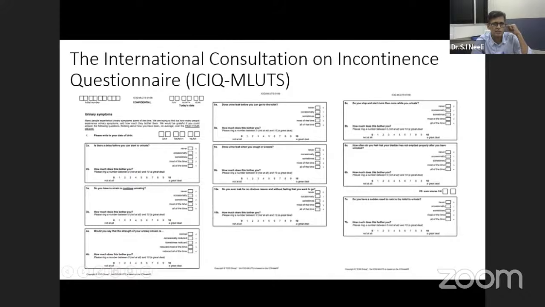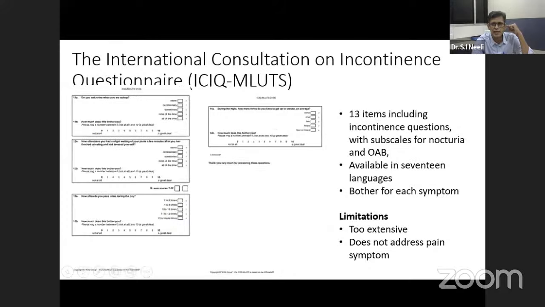by their symptoms. The symptom is scored from 0 to 4, and the bothersomeness is scored from 0 to 10 for each question. So it has 13 items in the short form, on a subscale of 0 to 4. It has been validated in 17 languages, and each symptom has a bothersome score. The limitation of this is that it is too extensive for the patient to fill, and it does not address the pain symptom.